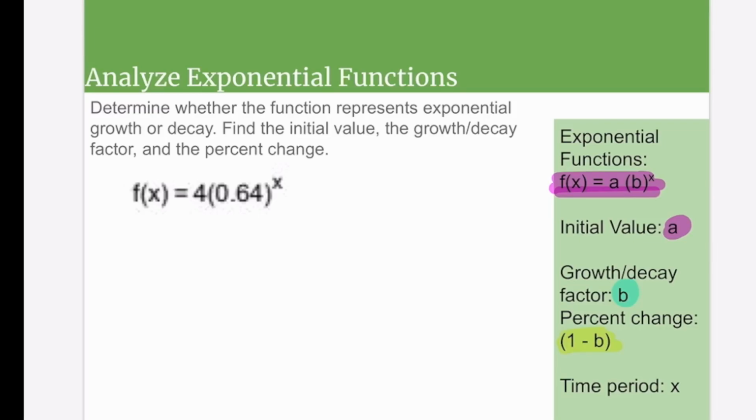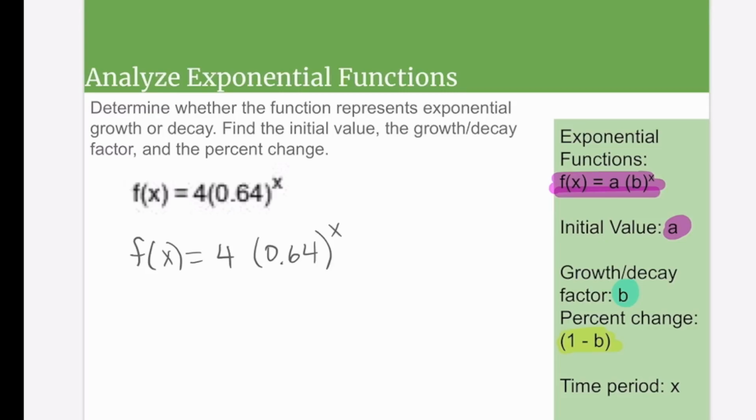So we're going to determine a whole bunch of stuff from here. We're going to figure out if it's growth or decay. We're going to find the initial value, the growth factor, and the percent of change. So in this problem, we have f of x equals 4 times 0.64 to the x power.